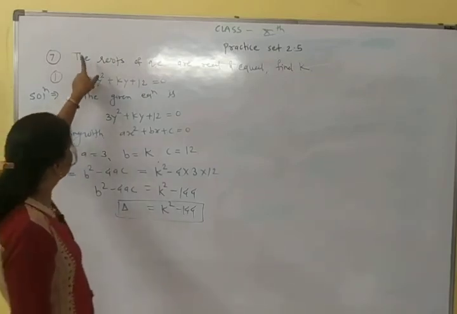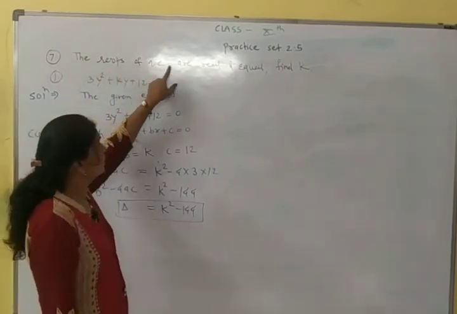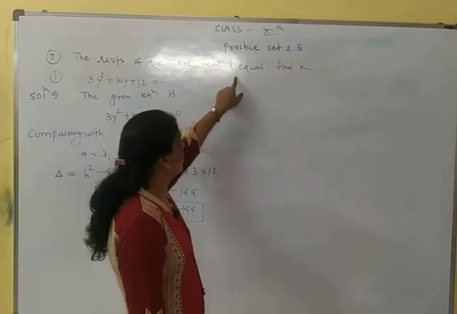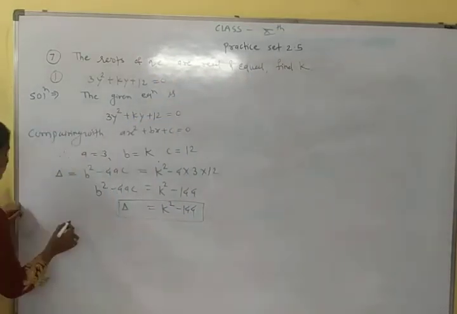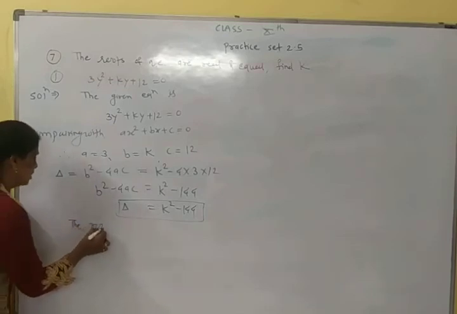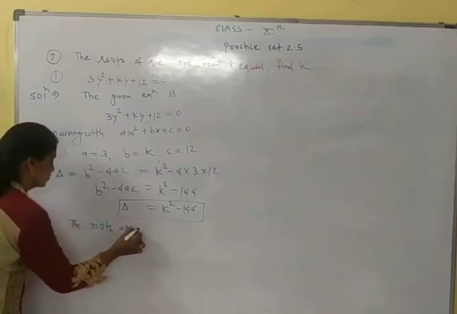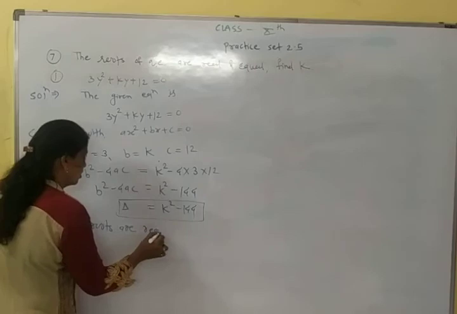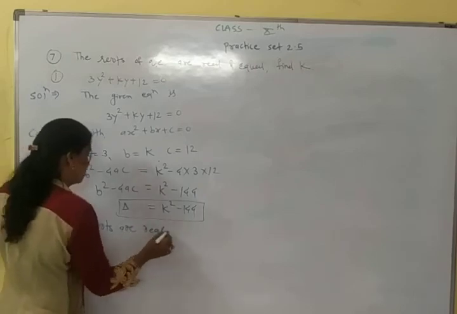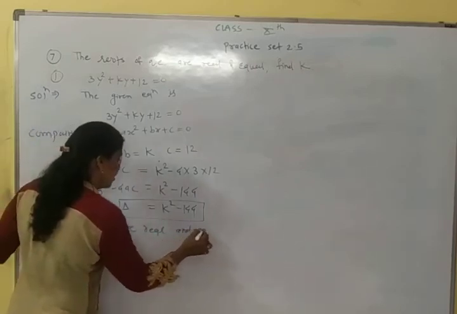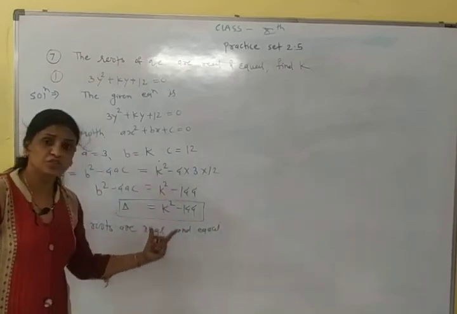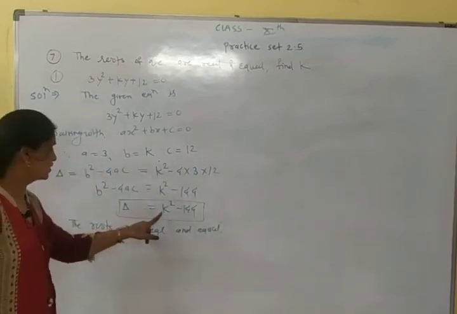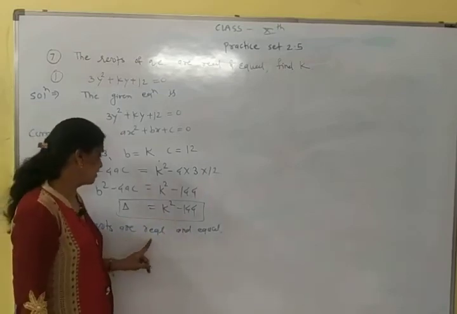But our condition is that the roots of the quadratic equation are real and equal. Therefore the roots are real and equal. When will the roots be real and equal? If delta is equal to 0, then the roots will be real and equal.